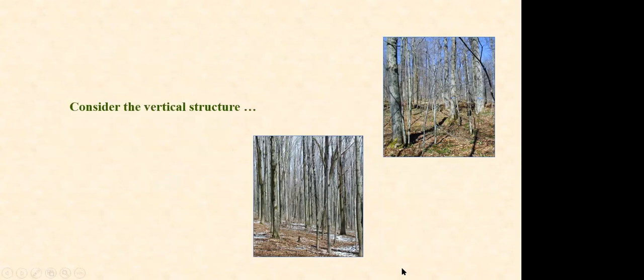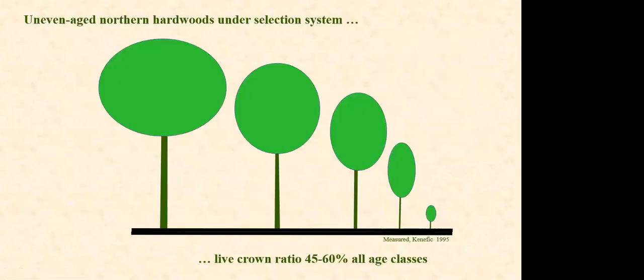Consider the vertical structure. In uneven age stands, you have this kind of pattern in tree size by age class. These came from actually measured conditions by Laura Kenneth back in the 90s. So the old age class on the left has the tallest trees, with a big crown. The next youngest age class is not quite as tall, has a big crown, and so on. So there's a range of heights associated with the age classes, and the trees all have about a 40 to 60% live crown ratio. So you get green foliage in a continuous layer from the top of the tallest tree down to the base of the shortest one.